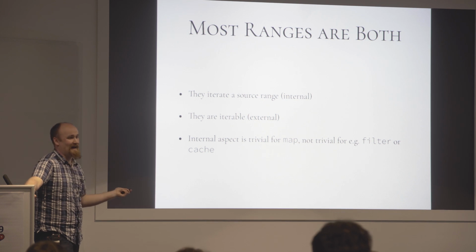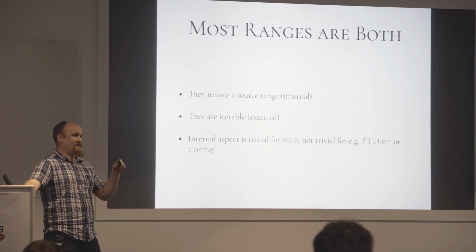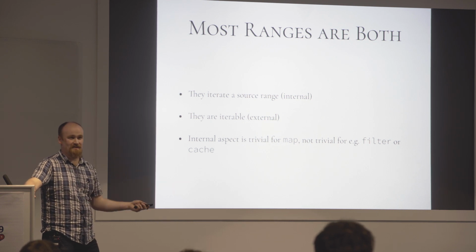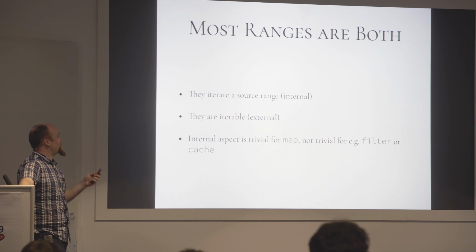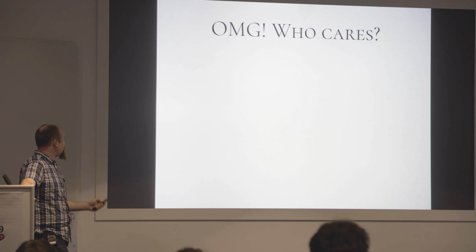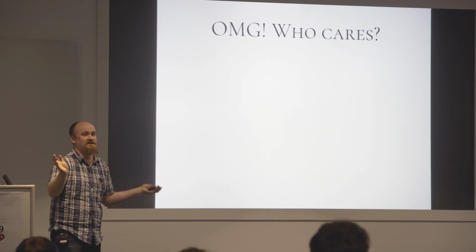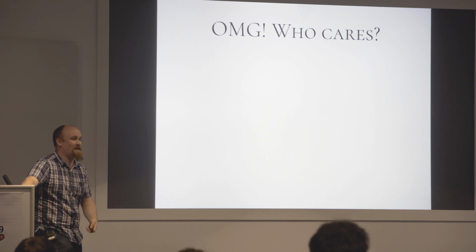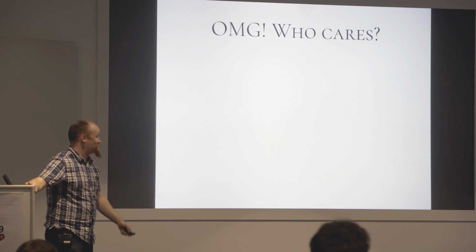But for filter or cache, when and how much the input range gets iterated is pretty variable. So in a way, there is a good deal of internal iteration happening in filter and cache. But like, who cares, right? This all just sounds like semantics, right? I've come up with two terms and I've defined them and then gone, they're not very good. Well, that's not very interesting, is it?